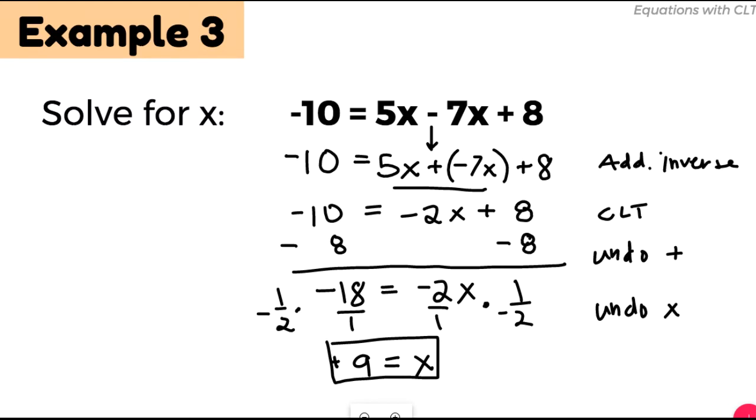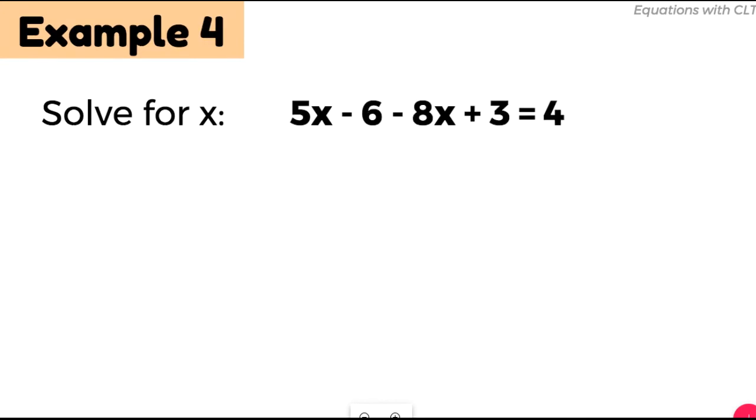So again, once we handle that simplification step, then we have a nice two-step equation, which you've been solving over and over and over again. Nice and easy. All right, let's look at another one. It's got a little longer. The process still is the same. We're going to simplify each side first.